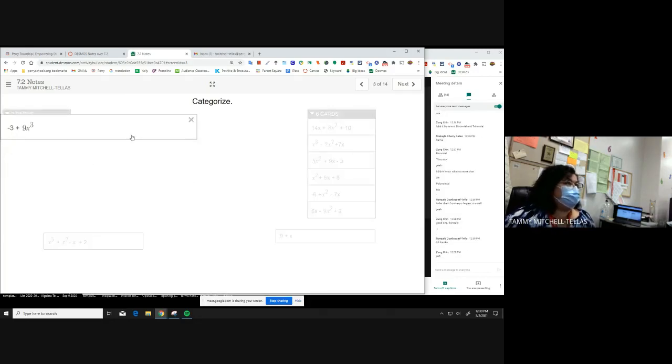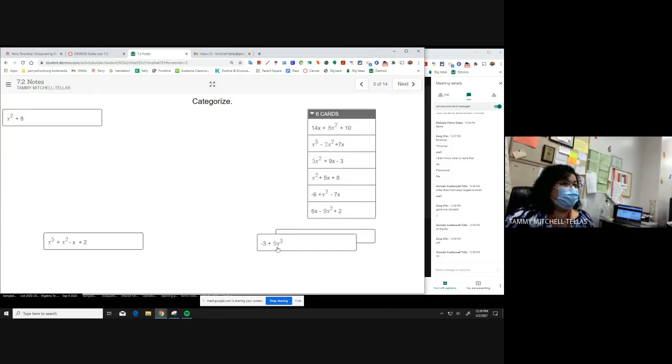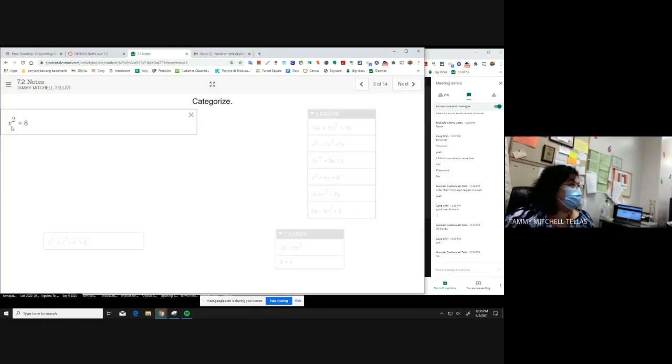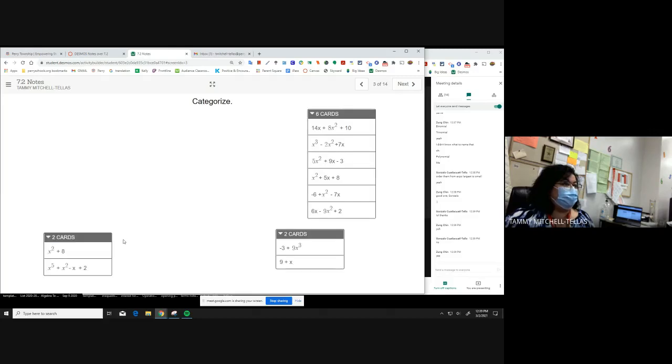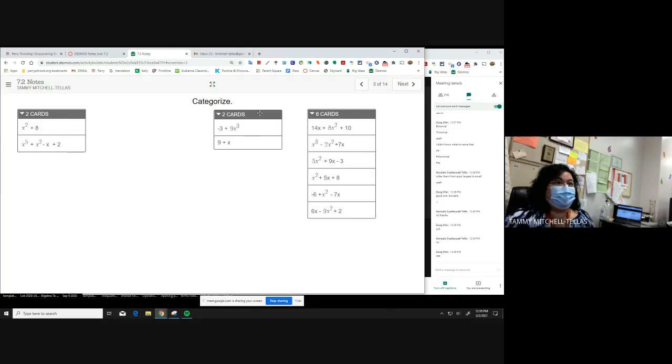Hey, how about this one? Is this in standard form with the -3 in the front? No, the constant's supposed to be in the back. So that's not in standard form. How about this one? Is that in standard form, x to the second plus 8? That's in standard form. So I'm going to make it small again and put it with the other one. Okay, so I've got one that's in standard form and one that's not. Let's go through these. Good job, Gonzalo.